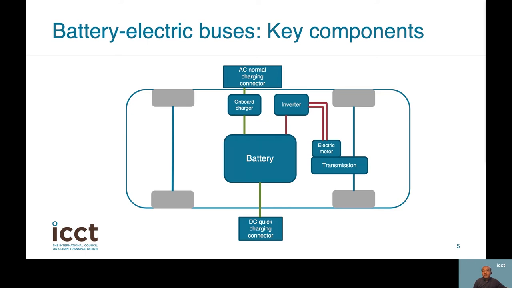To power the vehicle, DC power stored in the battery is converted to AC by the inverter to run the electric motor and distribute it to the wheels from the transmission system. A key advantage of electric buses is that there are fewer moving parts than conventional internal combustion engine buses. As we will discuss in later modules, this means reduced maintenance costs for operators.